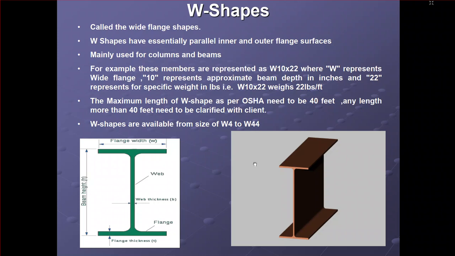There are two diagrams here. The first is the 2D and the second is the 3D diagram. In the first diagram, they noted here this is a flange and this is a web. This is the flange width, beam height, flange thickness. This is the web, and this is the web thickness. Okay, so next we go.